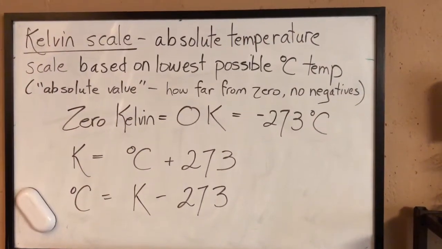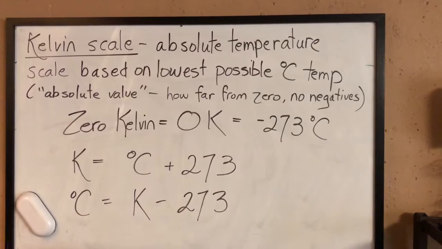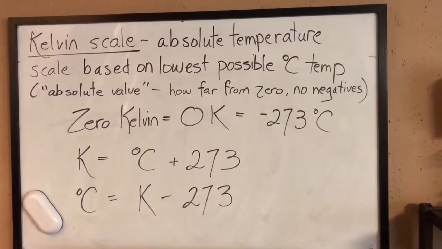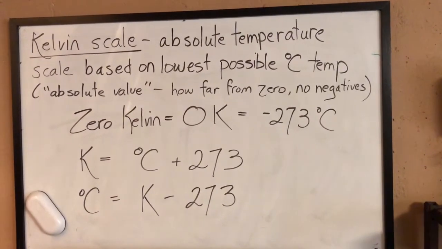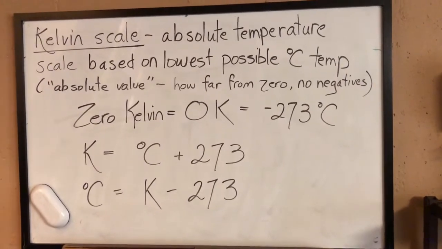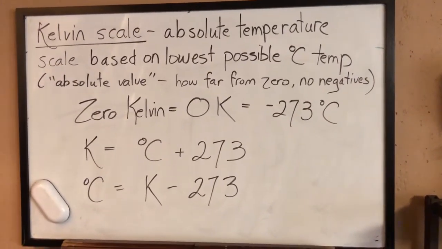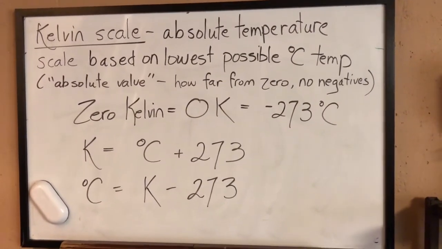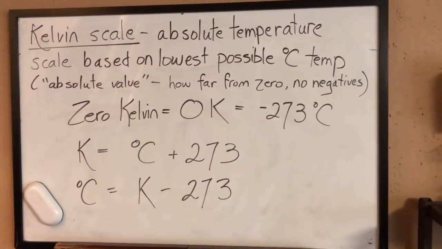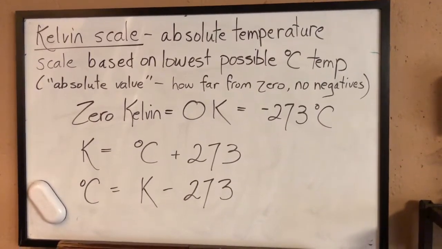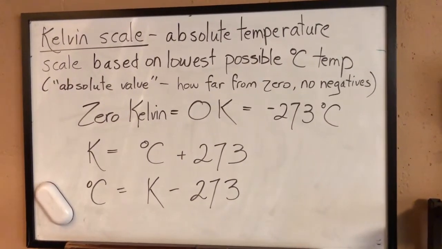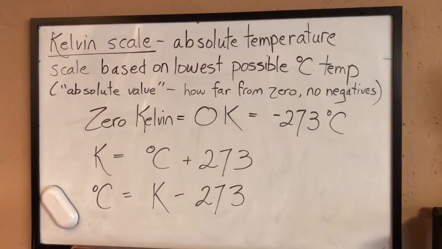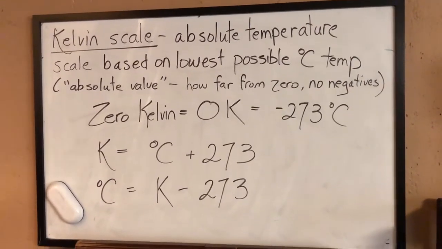What is the Kelvin scale? The Kelvin scale is an absolute temperature scale based on the lowest possible degree Celsius temperature. When we say an absolute temperature scale, we mean how far from zero, no negatives, okay? 0 Kelvin, 0 K, is equivalent to negative 273 degrees Celsius.